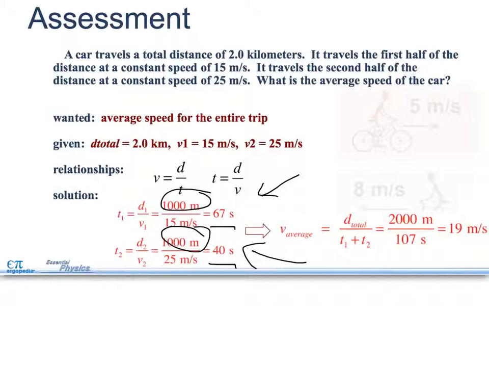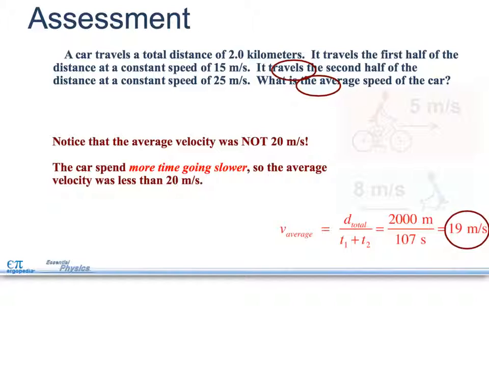The first half was at 15 meters per second. The second half was at 25. So what happens to find the average? I went 2,000 meters and I had to add T1 and T2, which gave me 107 seconds. So 19 meters per second is my answer. Notice that the average velocity was not 20 meters per second. The car spent more time going slower, so the average velocity was less than 20 meters per second.